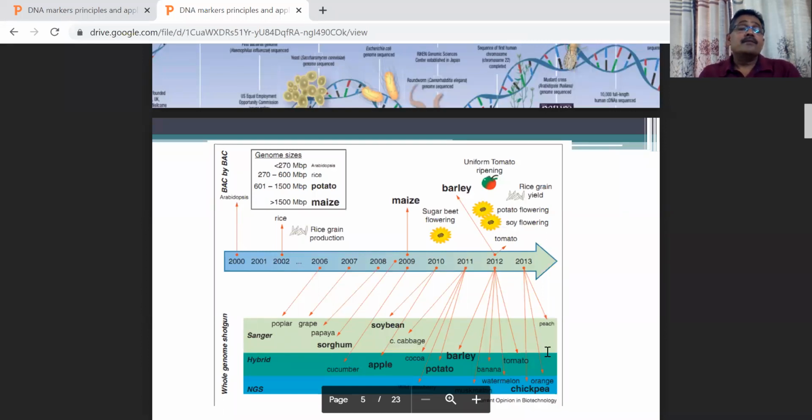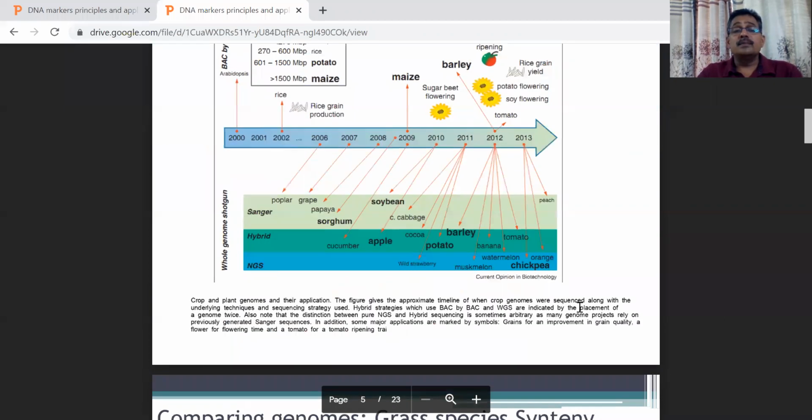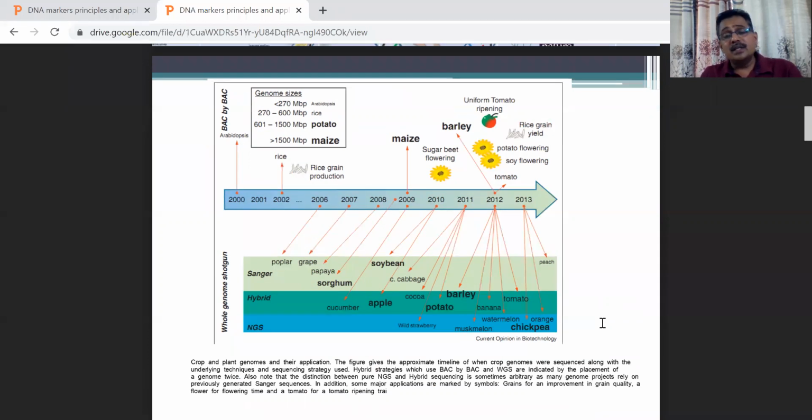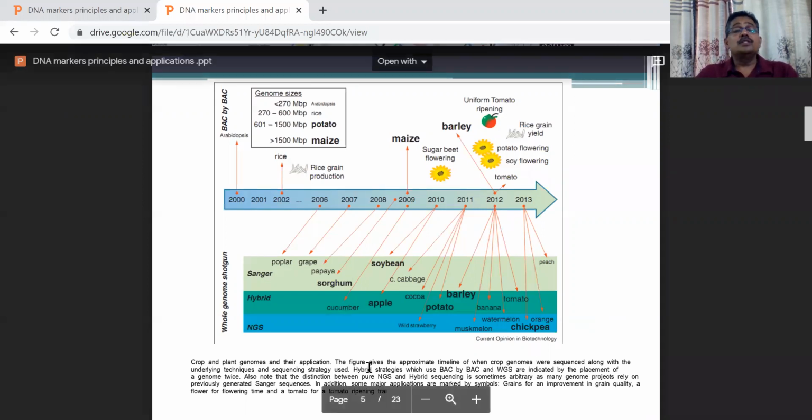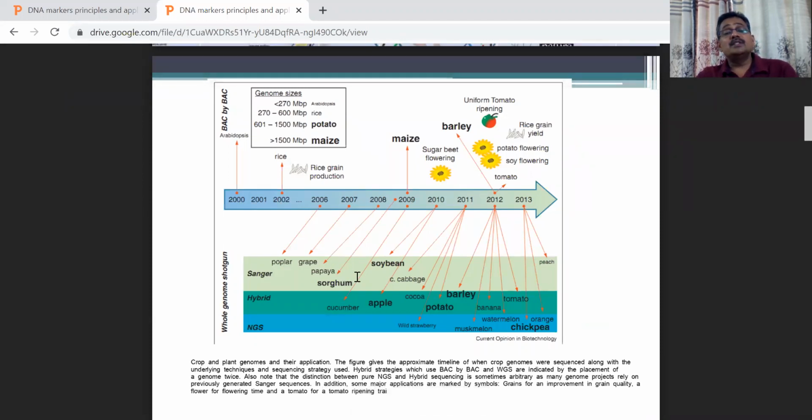Up to 2000, going earlier, people used BAC sequencing, that is the clone by clone sequencing method and assembly, so they accumulated very little sequence. But when NGS came into the market, and new generation sequencers came into the market, people used the Sanger method and also new generation sequencing technology, and sometimes they used hybrid technology. So this is by the Sanger method. These are all the sequences being sequenced, for example, sorghum genome, soybean genome, 2012 barley genome. And barley, apple, potato, they used a hybrid approach, both Sanger and also NGS.